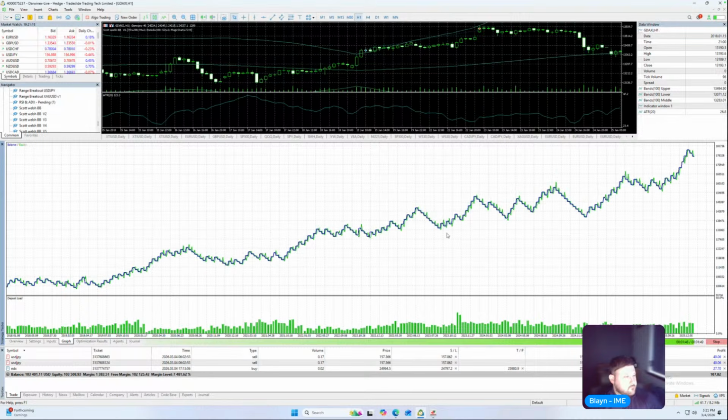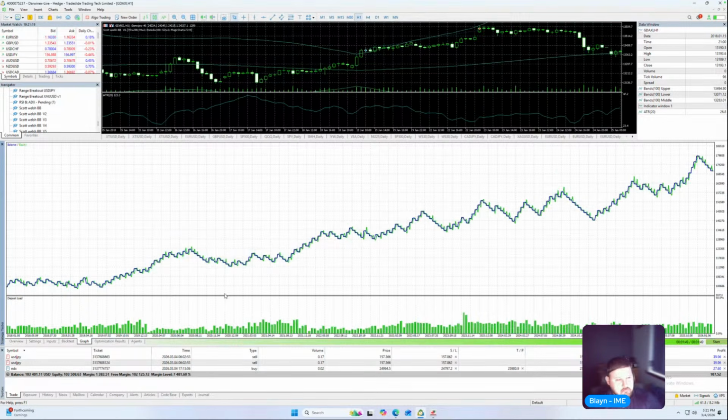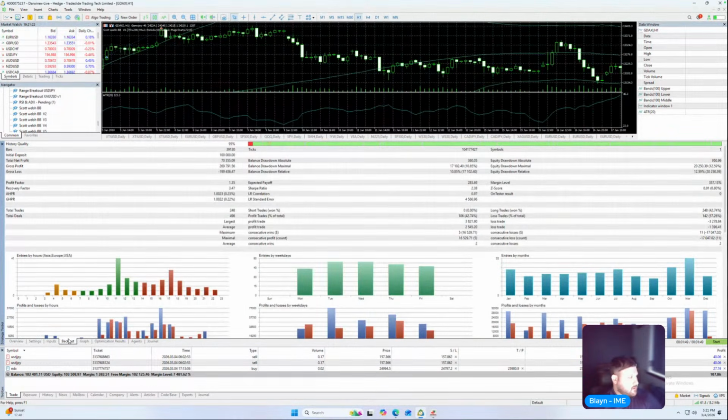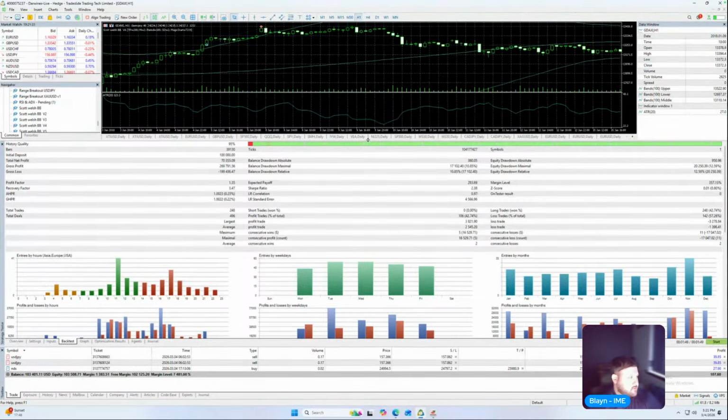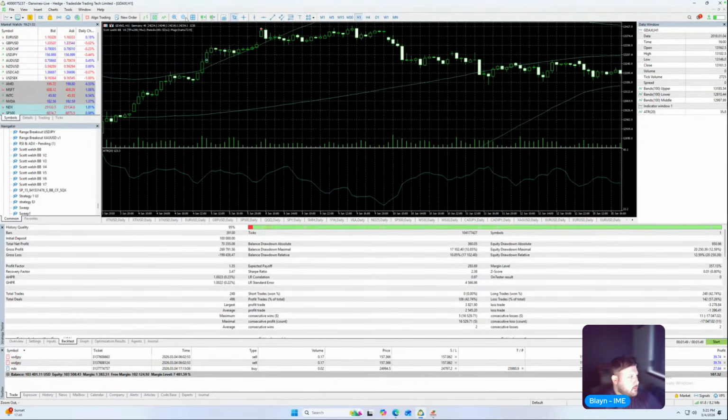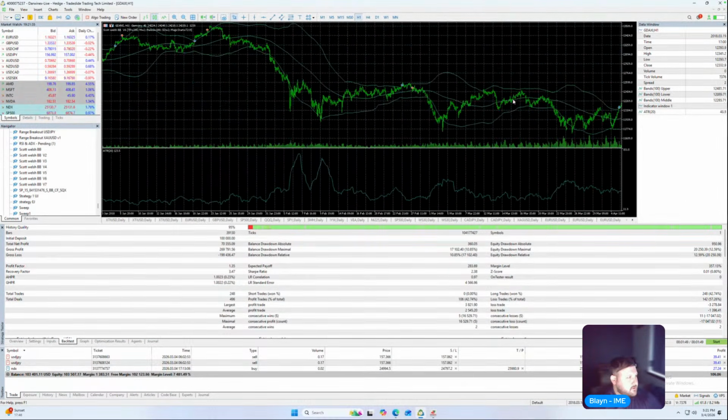Yeah, okay. Not bad, not the worst, not the best. 70% return, 1.35 profit factor, 250 trades, 10% drawdown. Okay, that's maybe something that we can work with. Yeah, that can be quite interesting.